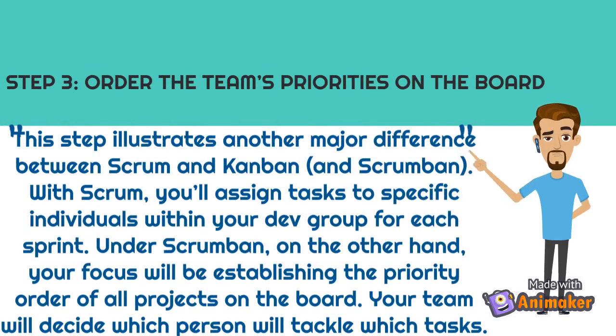Step 3. Order the team's priorities on the board. This step illustrates another major difference between Scrum and Kanban and Scrumban. With Scrum, you will assign tasks to specific individuals within your dev group for each sprint. Under Scrumban, on the other hand, your focus will be establishing the priority order of all projects on the board.